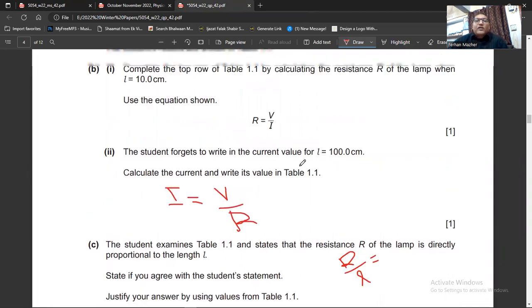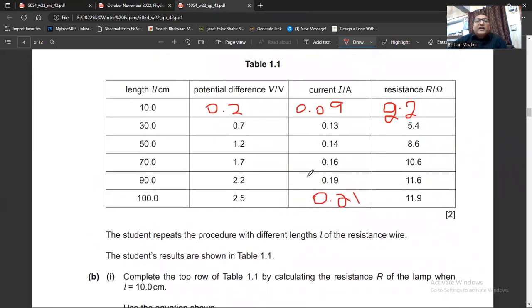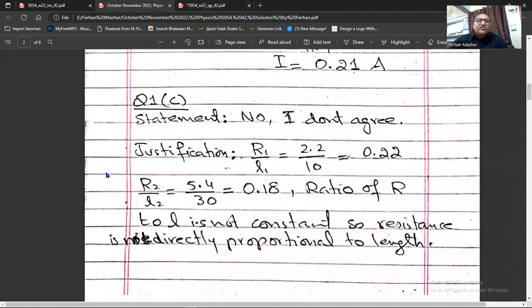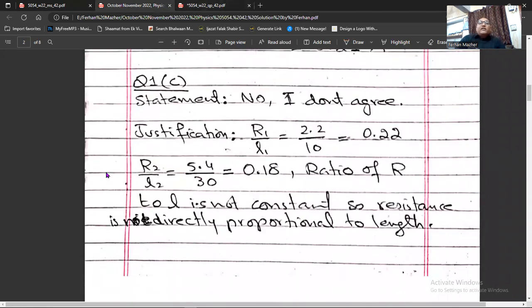Okay. So from the table, I can choose R by L. For example, I can choose this and this, divide them, check what is the ratio. Then you can take this value and take this value and divide them, check what is the ratio. If the ratio is same, then they are directly proportional. If their ratio is not same, then they are not directly proportional to each other. So our answer is no, I don't agree.